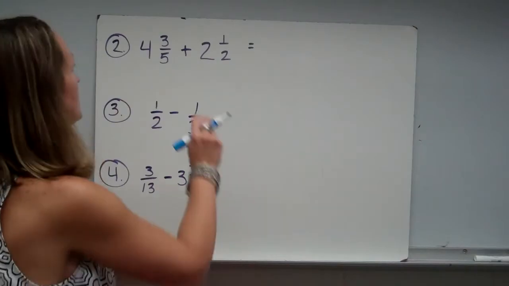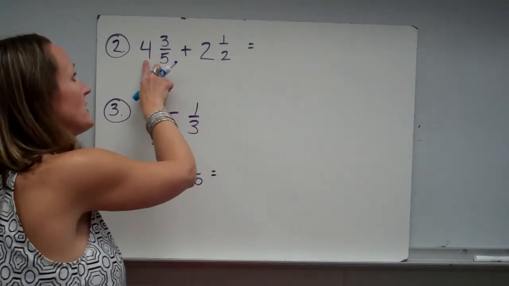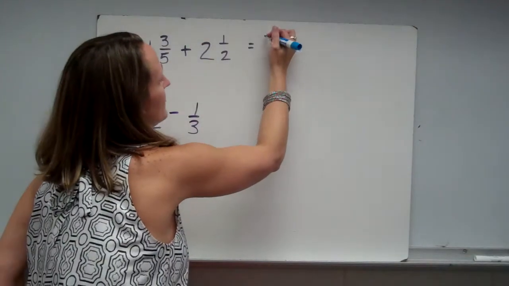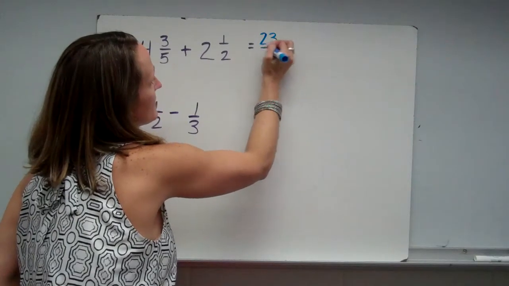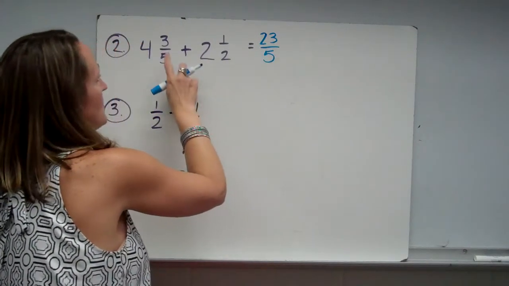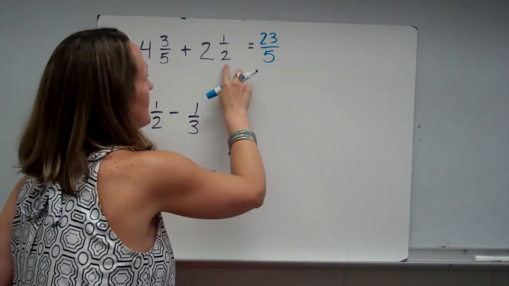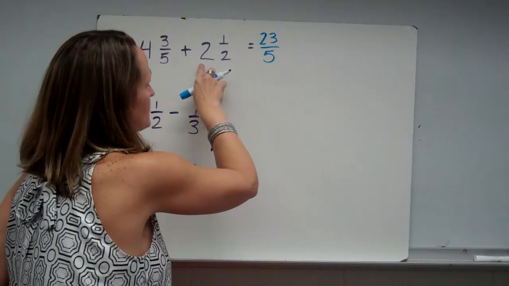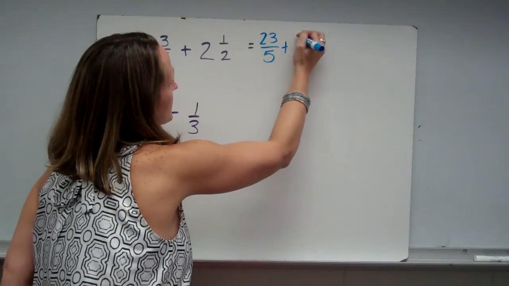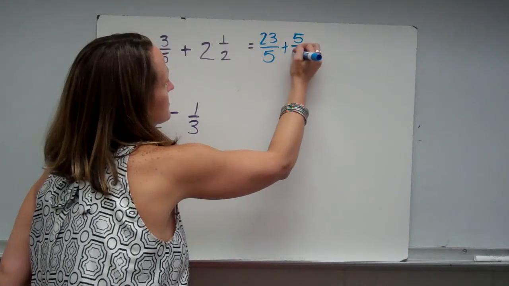So 4 and 3 fifths: 4 times 5 is 20, plus 3, I'm going to have 23 fifths. Remember, multiply 5 times 4 to get 20, plus 3. Then I'm going to do 2 times 2 is 4, plus 1. I'm going to have 5 halves.